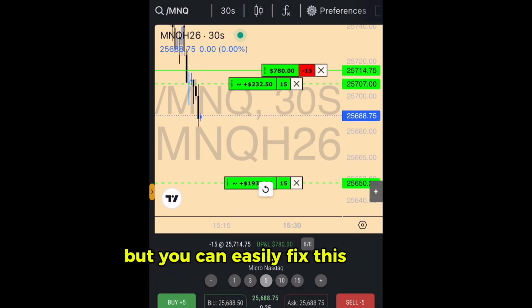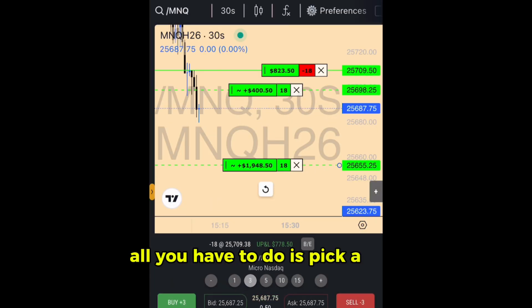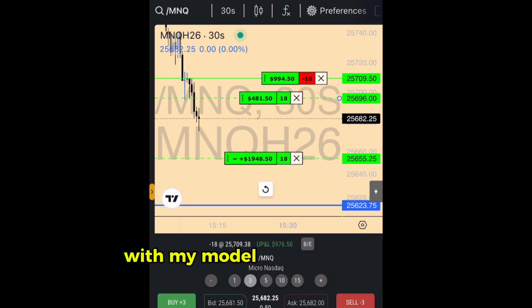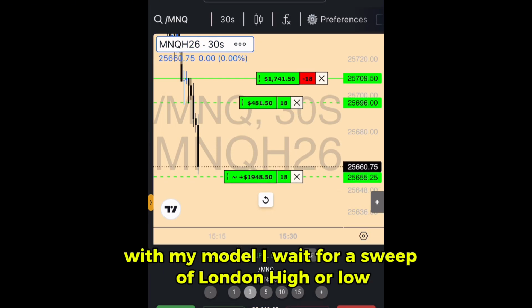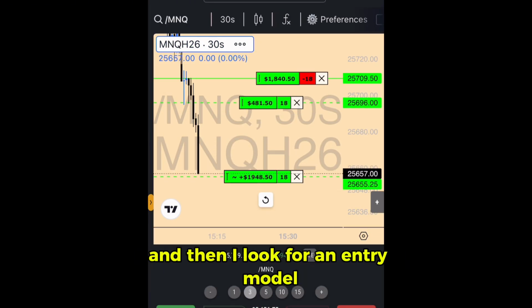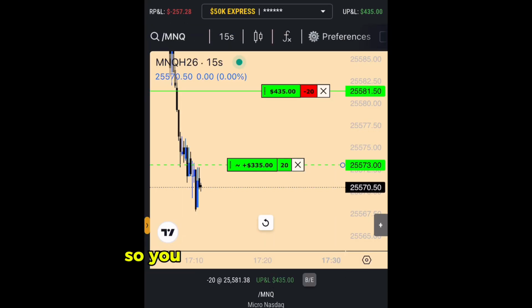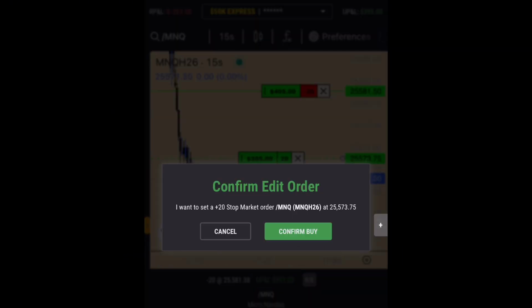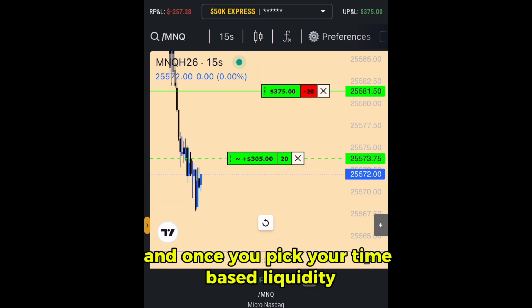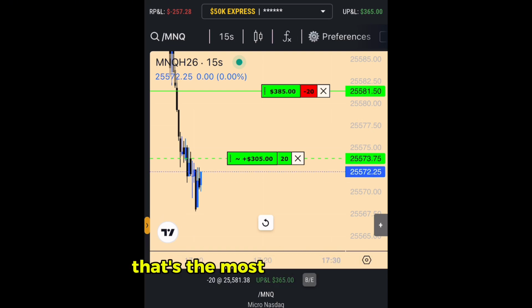But you can easily fix this in your trading. All you have to do is pick a time-based liquidity. With my model, I wait for a sweep of London high or low, and then I look for an entry model. That's the difference. The whole point of the model being repeatable is so you can actually build reliable data. And once you pick your time-based liquidity that makes the most sense to you, that's the most important thing.